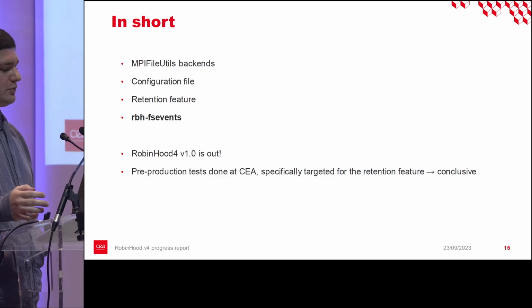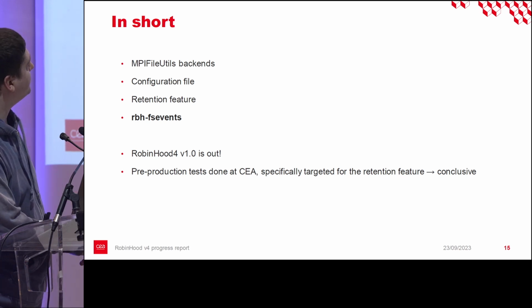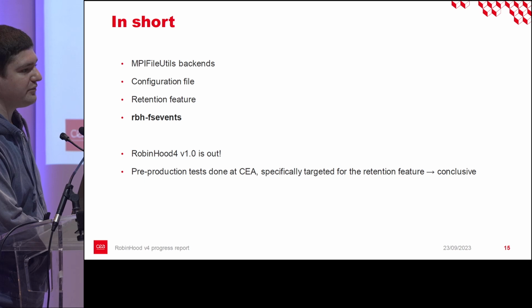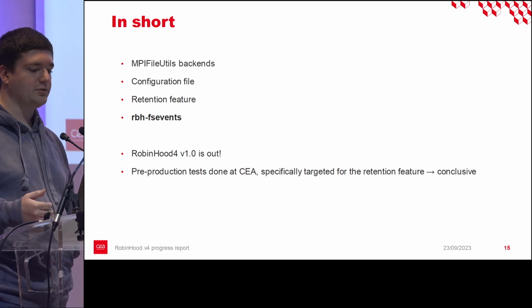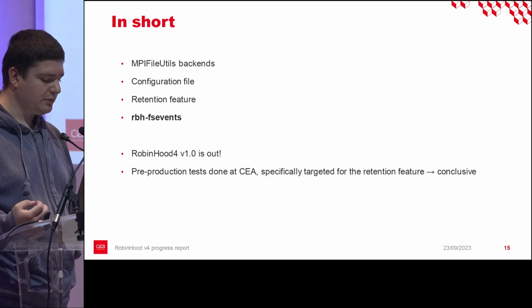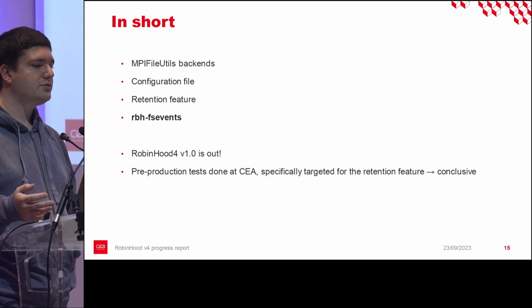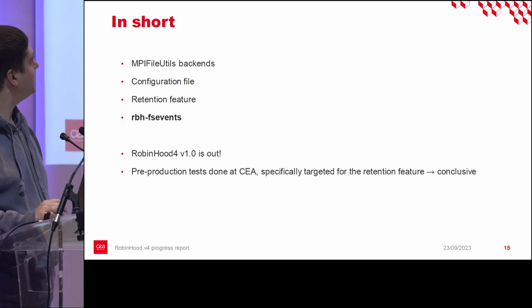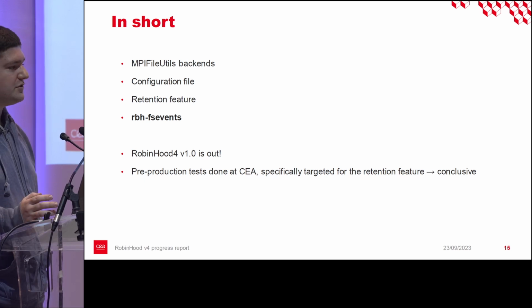So in short, for this whole presentation, the key points to take away are the addition of the MPI file utils backends to improve the performance of RobinHood overall, and the configuration file to configure RobinHood, for instance, the database address. More specifications will be added in the future. We have the retention feature, which is by and large complete for our needs and for the different tests we've done, and FS events, which is also mostly done.